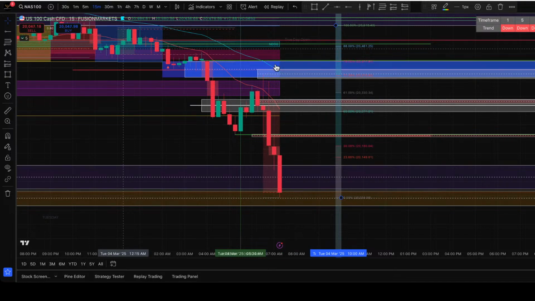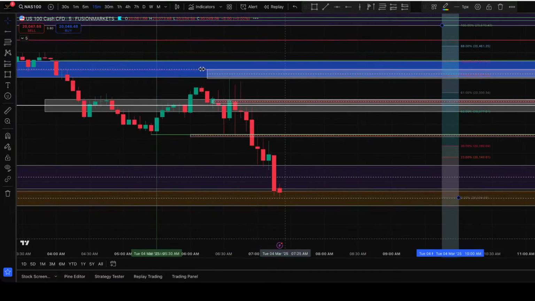We bounced off the purple zone and just pushed down. I like to match my zones with the manipulation move. So if the manipulation move had been right here, for example, that would have increased my probabilities and added to my confluence. And we manipulated and we're bouncing off of a highly algorithmic zone. That at least makes sense. This is a whole bunch of nothing.